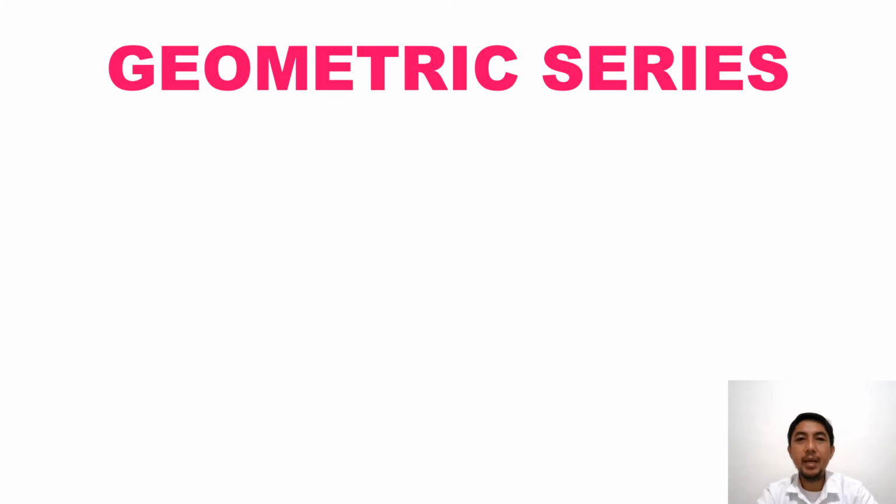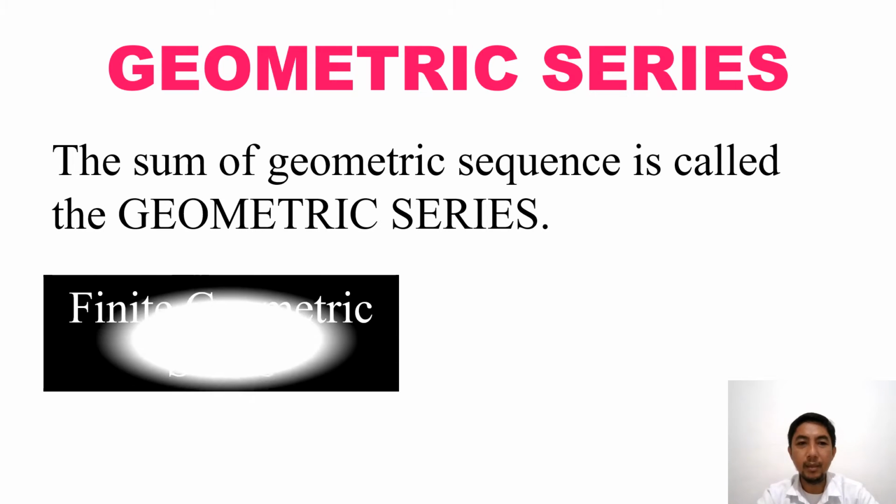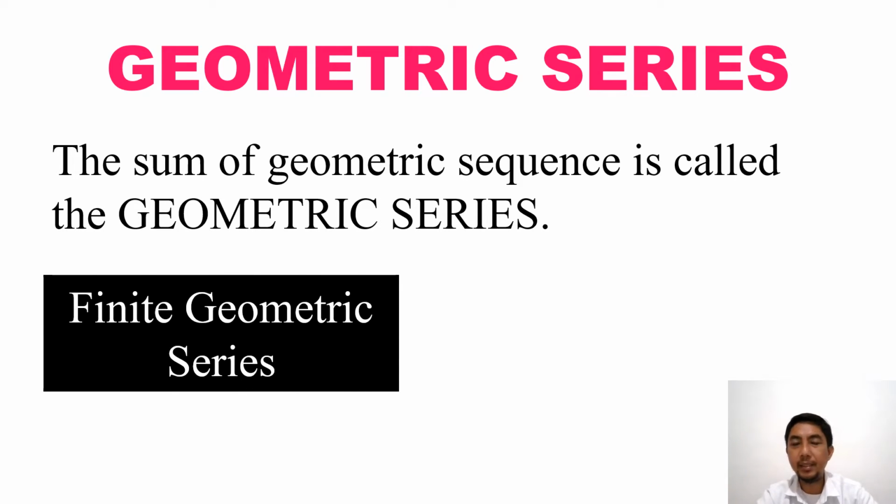Okay, so we are done with the geometric sequence, the geometric means. We are going to discuss now geometric series. And what is a geometric series? It is just the sum of the geometric sequence. And there are two types of geometric series that we are going to discuss. One is the finite geometric series.